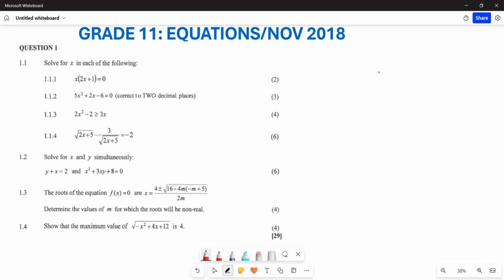What I want us to examine today is our November 2018 paper. Let's see what we were given here as far as equations are concerned.